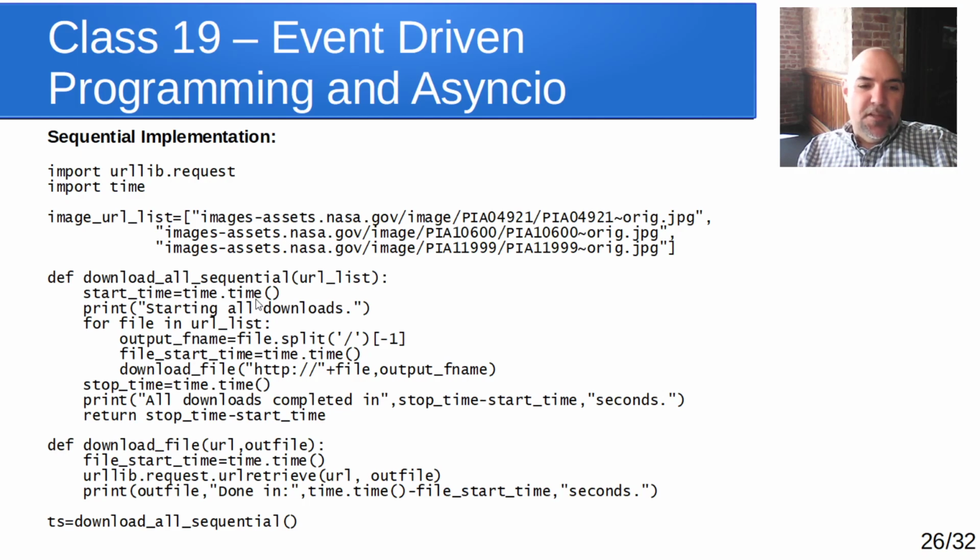And you'll also notice that I have this download all sequential returning the time. The time sequential TS is getting returned from that. We capture the time at the beginning. We then capture the stop time at the end, and we return the difference between the stop time and the start time.